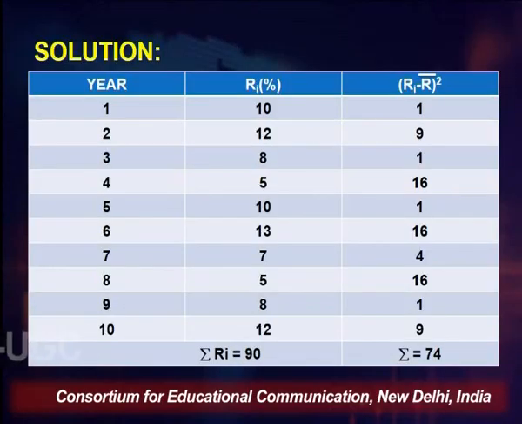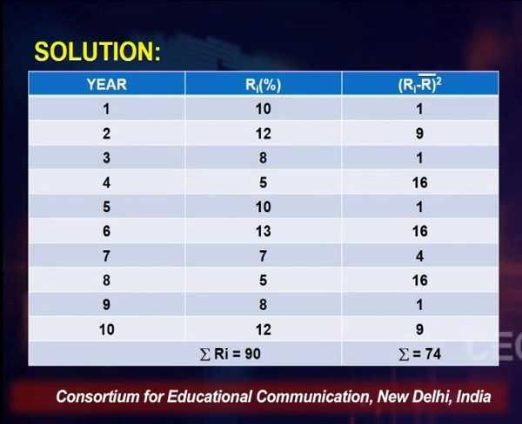When you talk of the variance, let me come again to this example. What we have done is we have calculated the standard deviation first. That is the standard deviation: simply the square root of the summation of (Ri minus R bar) whole square divided by N. N means over a period of time.